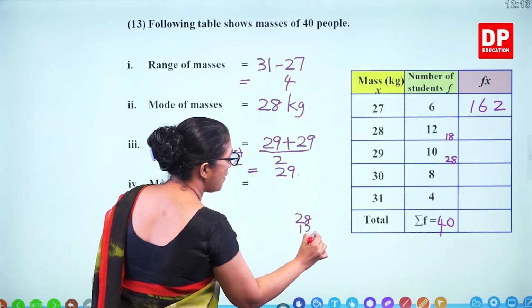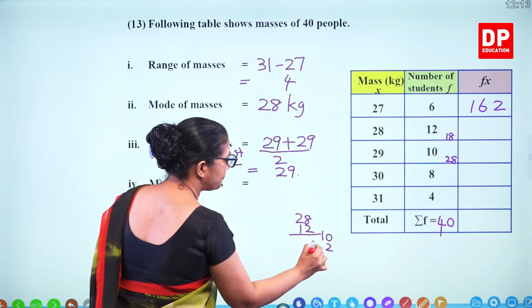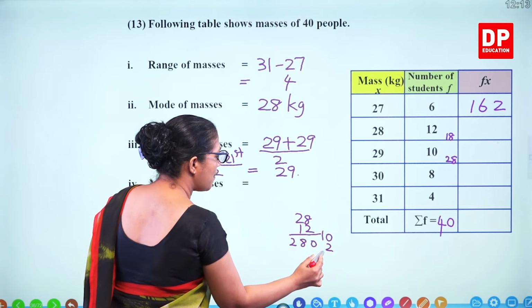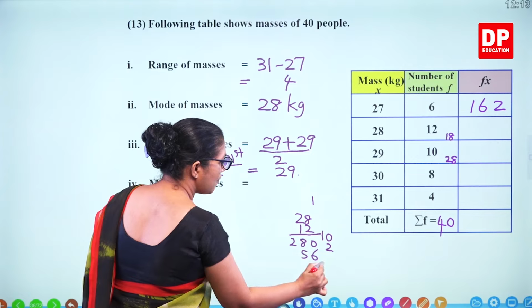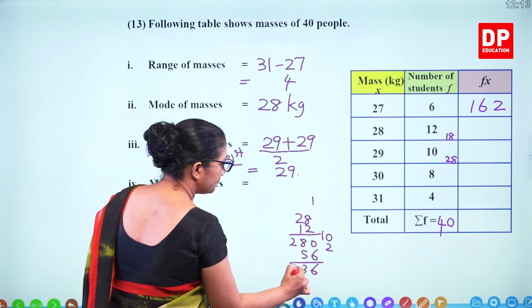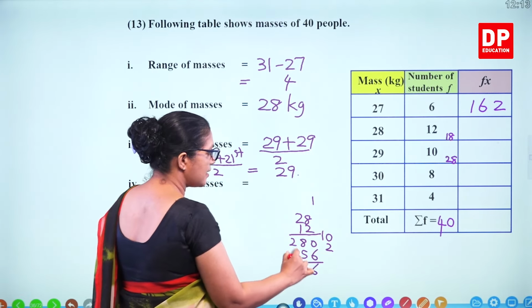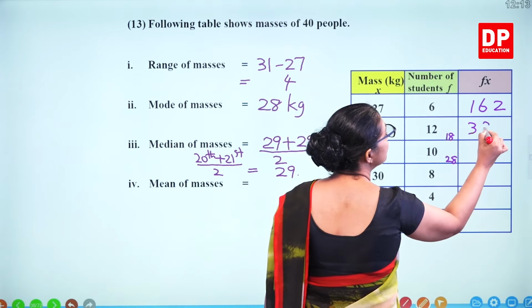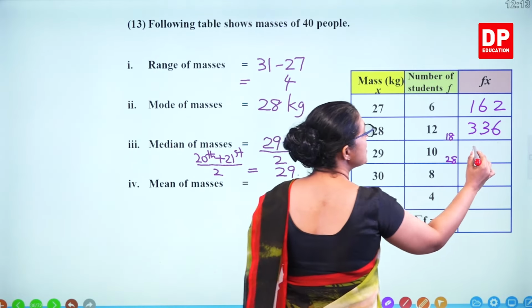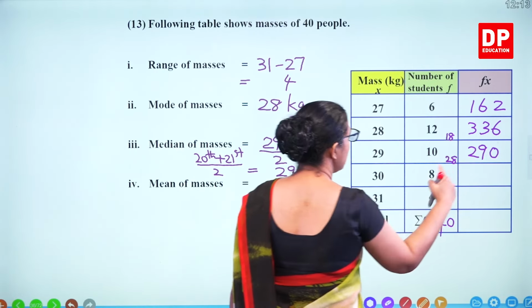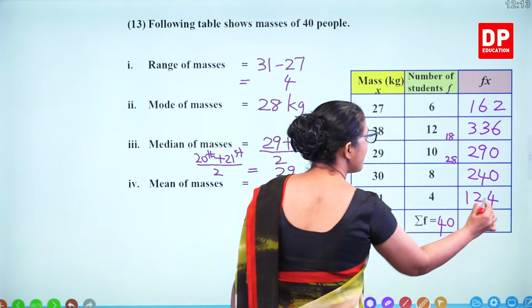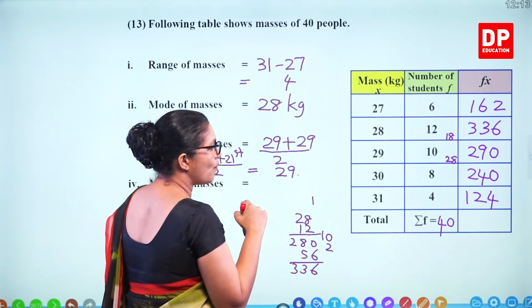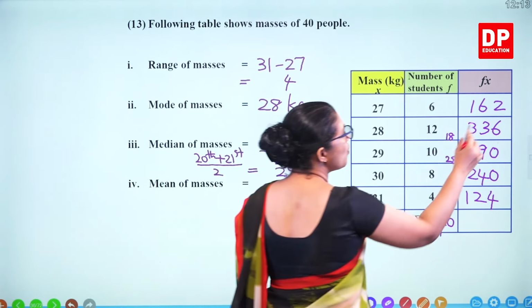28 multiplied by 12. Multiply by 10 and then 2. 16 and 5, 56. 336. 10 times 29, 290. 8 times this, 240. 4 times this, you get 124. Now take the total.